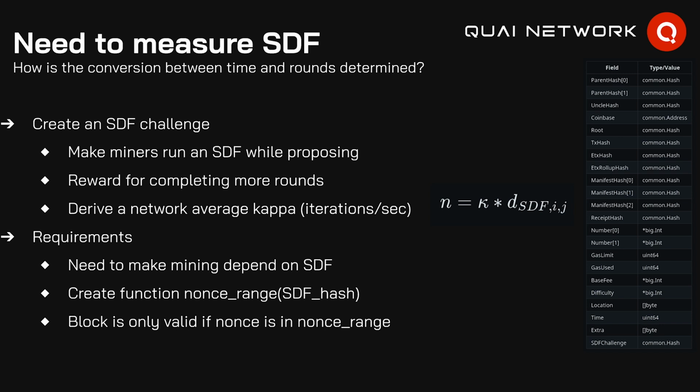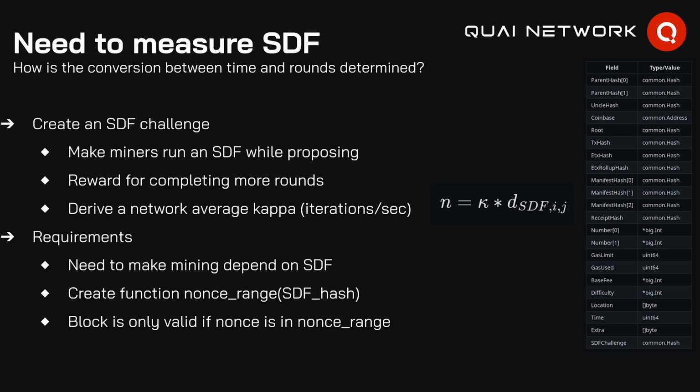So what we'd like to do is, when miners are mining blocks, force them to run this SDF challenge while they're creating the proposal for a block. We will reward them for completing more rounds. So the higher the number of rounds they can do in a block, they'll get an adder. So there's an incentive to participate in the SDF challenge. And this allows us to take a network-wide sample of how fast people can compute SDFs, and then we can create a network average rate, which we call kappa, which is iterations per second.